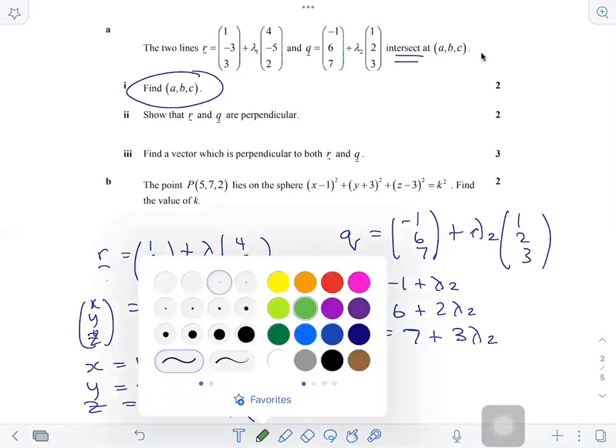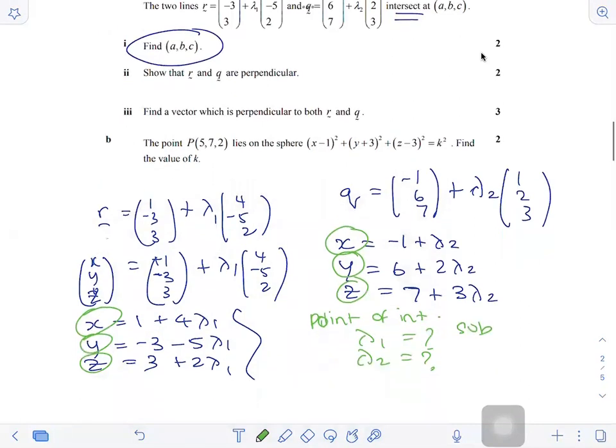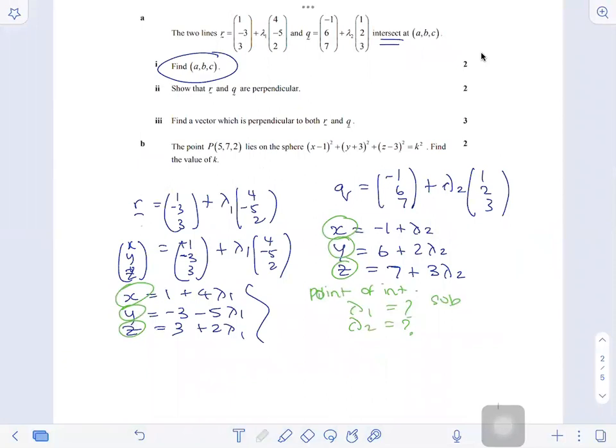So what this now means is that if these have the same x value, then you can solve for lambda 1 and lambda 2, and you can find the point of intersection. If you find lambda 1, you can sub it in, or you can find lambda 2 and sub it into the other equation, and you get the actual point of intersection.